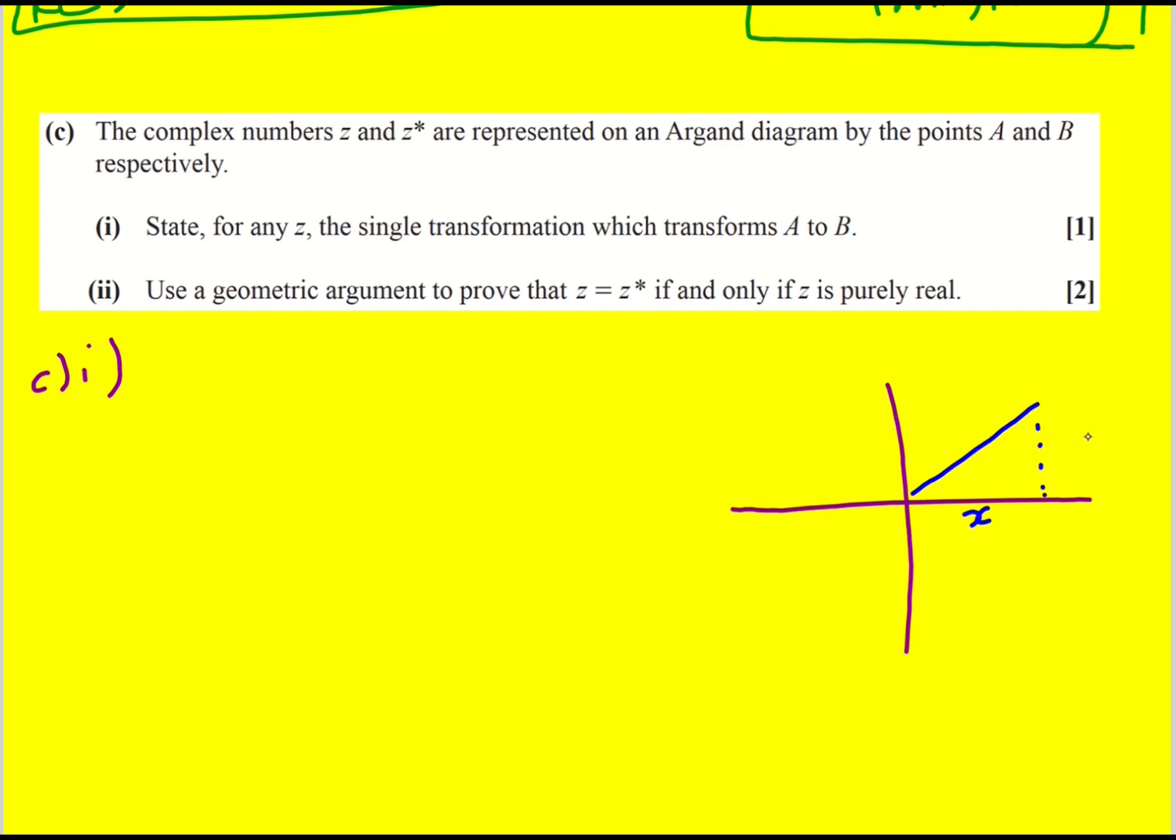So I've got x and I've got y. This is my real axis. This is my imaginary axis. I've got x plus iy. If I take the complex conjugate, then the real part stays the same, but the imaginary part becomes negative. So it's going to be down here now, minus y. So it's just a reflection, no, we shouldn't say the x-axis. Reflection in the real axis.